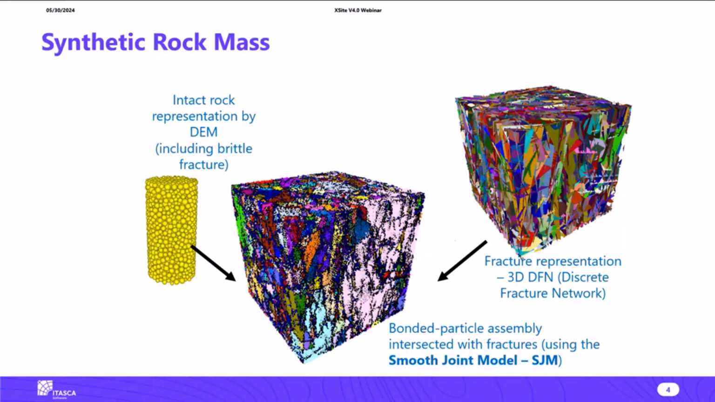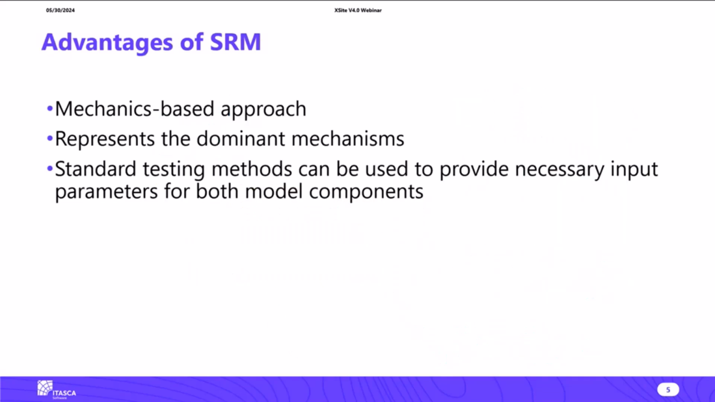And the discontinuities in the SRM are implemented using a smooth joint model. I'm not going to go into details of describing the smooth joint model. Those you can find in the ExSite documentation available in the installation of the code or on the ITASCA website.